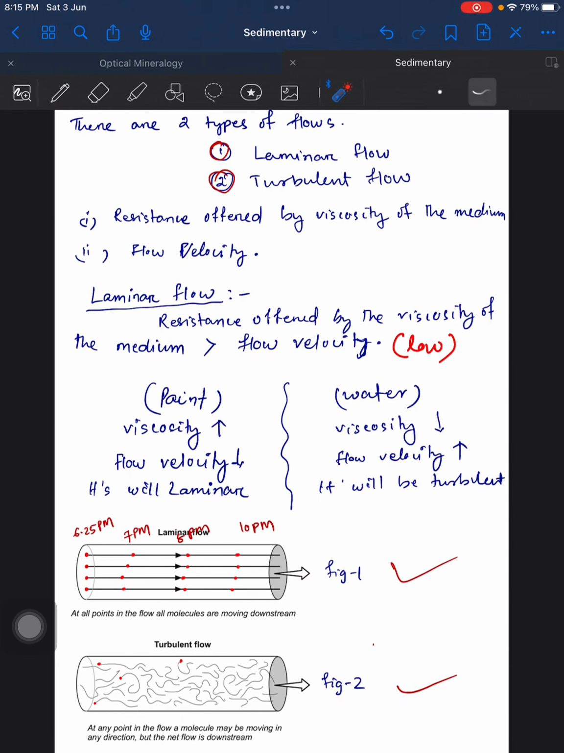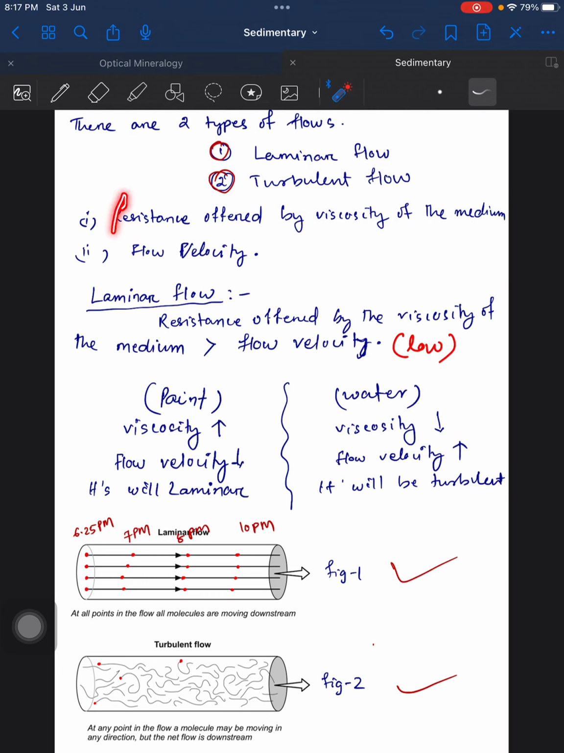Okay, so the thing is that these two things are dependent upon the resistance offered by the viscosity of the medium. Viscosity जो होगा medium का वो कितना resistance offer करता है. Viscosity is the opposite of fluidity ना. Viscosity means resistance to flow.